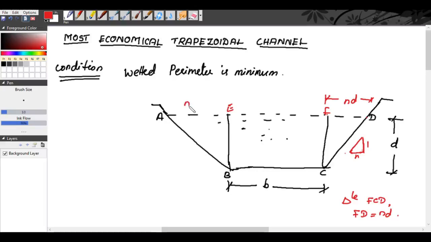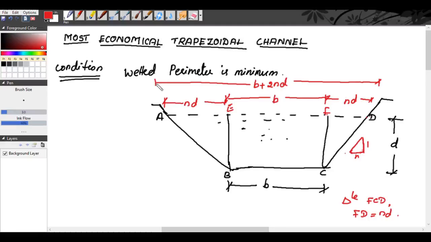Similarly, AE will be equal to ND. And this distance is B. So the top width of the trapezoidal channel is B plus ND plus ND, that is, ND plus B plus ND. So B plus 2ND. So this is B plus 2ND.